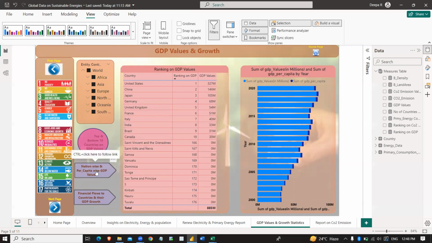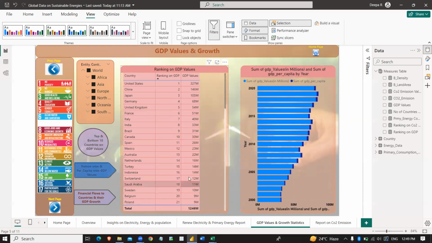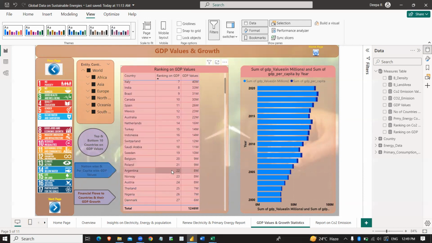So if I want to find out the overall ranking, I can click on this button. Here I've used a ranking measure to rank the countries. And this particular chart is a stacked chart. It is showing the sum of GDP values in millions and sum of GDP per capita by year, so that I've tried to present it in a stacked chart. Now let us click on this particular button. Now it is showing all the 176 countries rank wise.